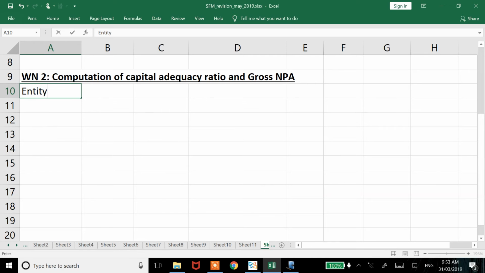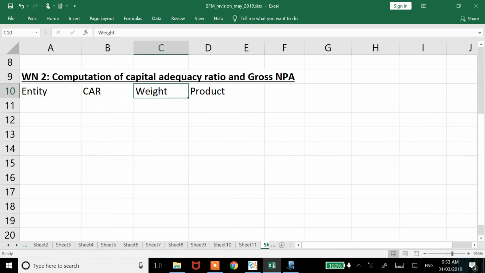You write entity capital adequacy ratio, weight and product. I have multiple ways to do it, so this is the approach I'm going to do. Entity, capital adequacy ratio, weight and product. We have bank R, bank P and merged.